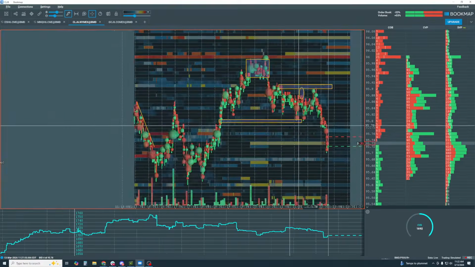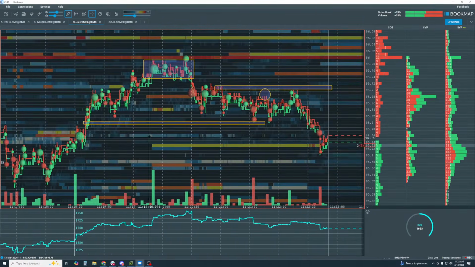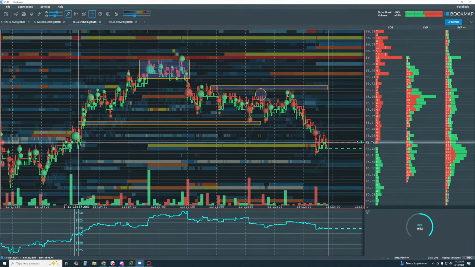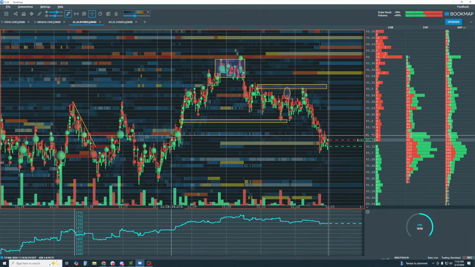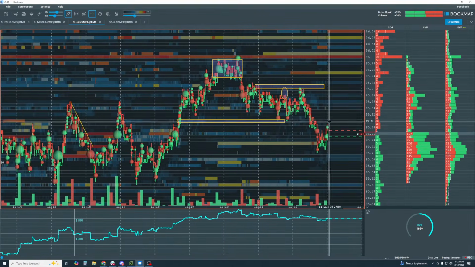And now we're back down into the bigger volume node down here. Let's see the rejection here. Let's see if we can get our buyers come back up.